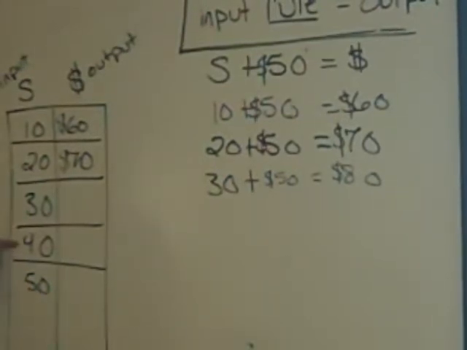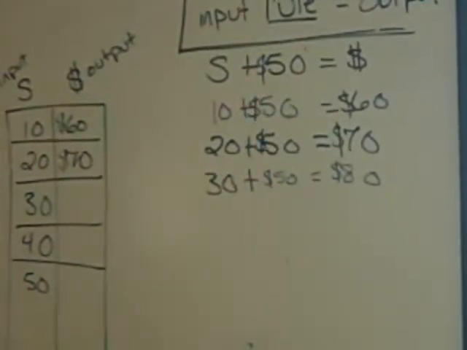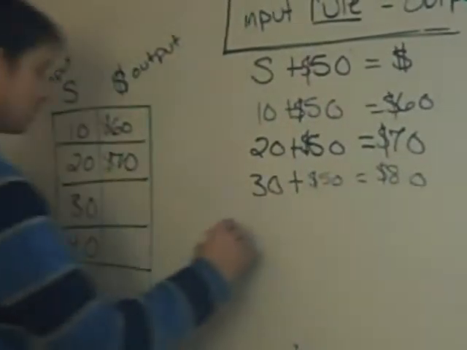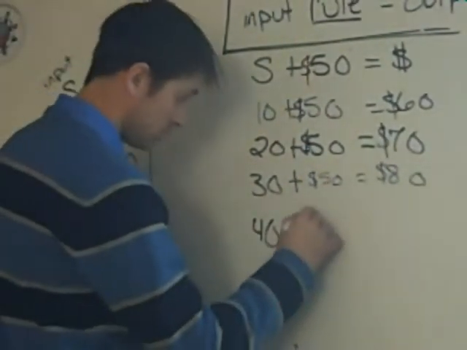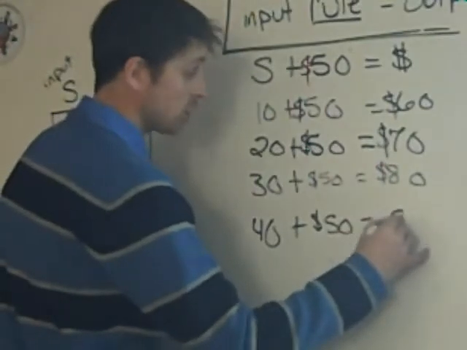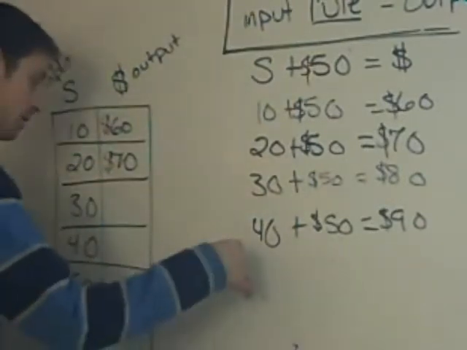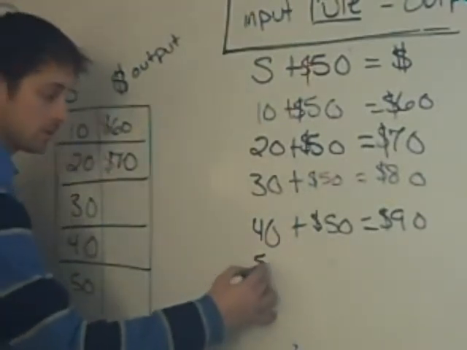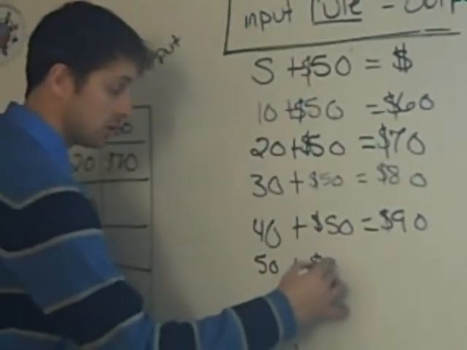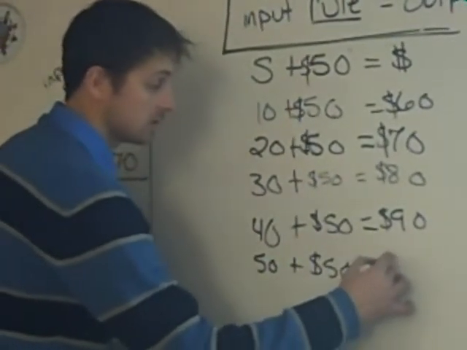All right, let's look at 40. Set it up for me, G. 40 plus 50 equals 90. Thank you. And you did that so quickly. That makes me happy. Set up the next one for me, Darius. Yes, I'm glad you're participating now. 50 plus 50 equals 100.